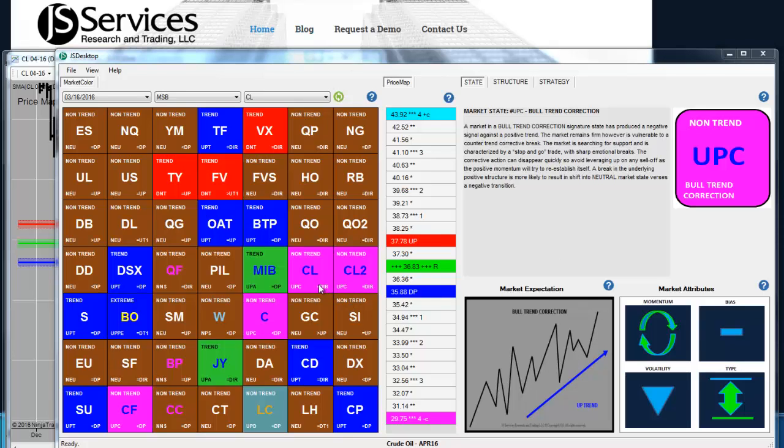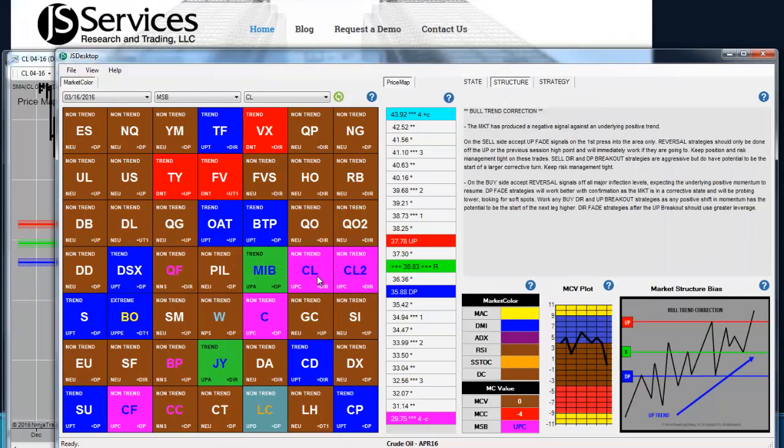Today we can see we have three commodities in this market state condition: crude oil, both the front and the second option, along with corn and coffee. The condition is bull trend correction, so now we're going to look at the structure, and the structure for the crude oil is a little different than the corn and the coffee.